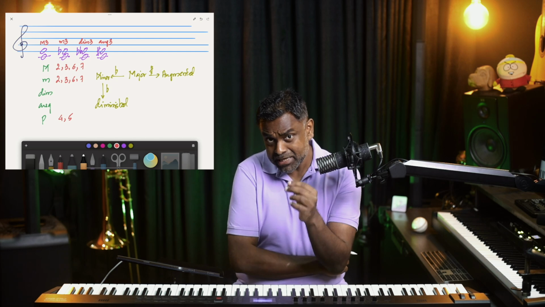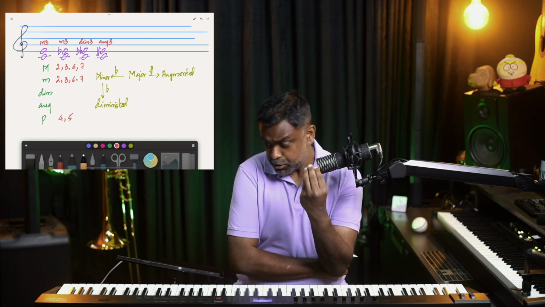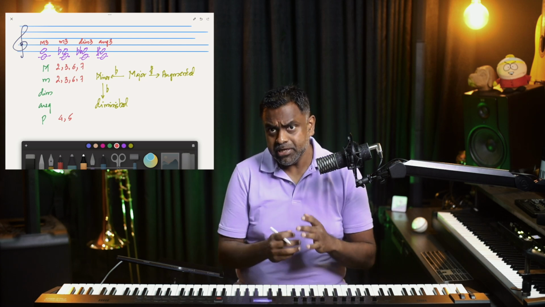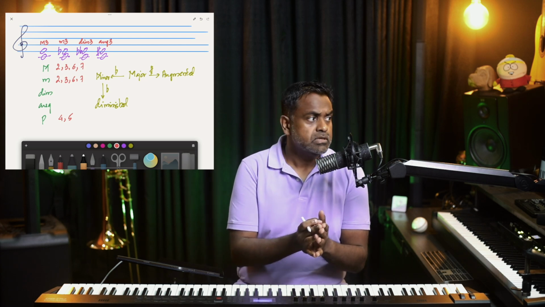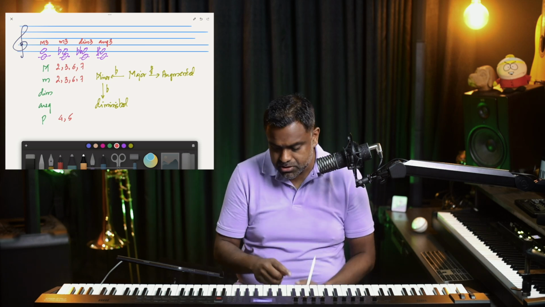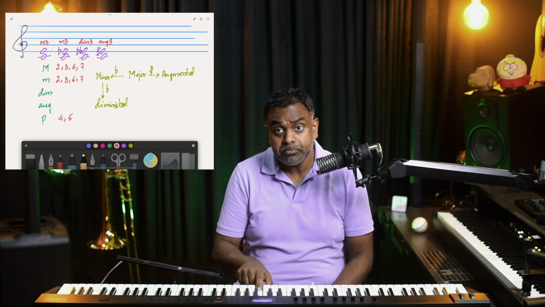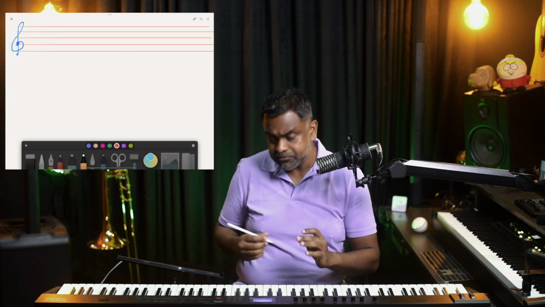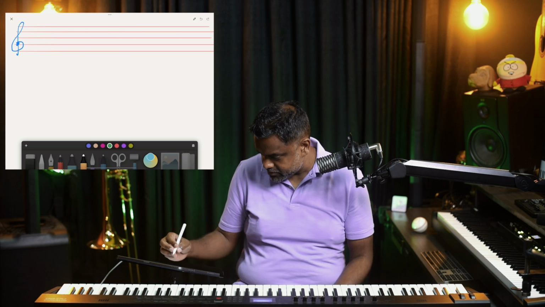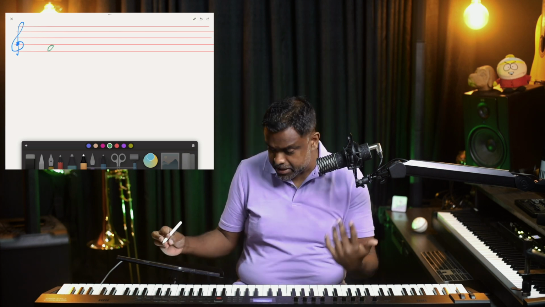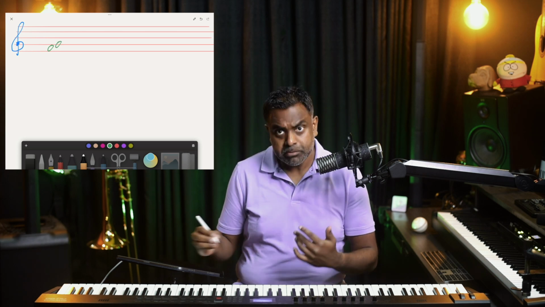And what are the majors again? You can have major second, major third, major sixth, as well as major seventh. So let me try and revise that using another root. Let's use the root F, which is this, and let's take the interval case study of the second. First off, I'm going to write down F, and what will be F's major second? It would be G.